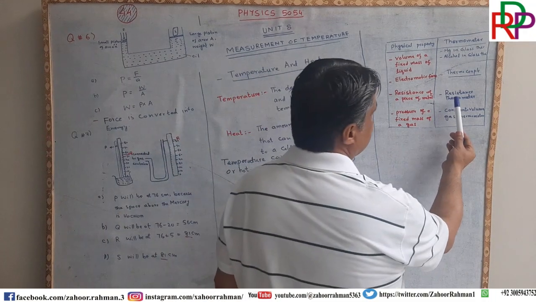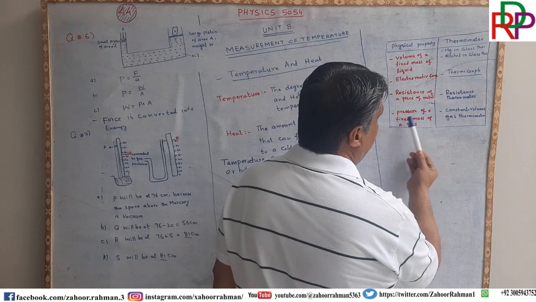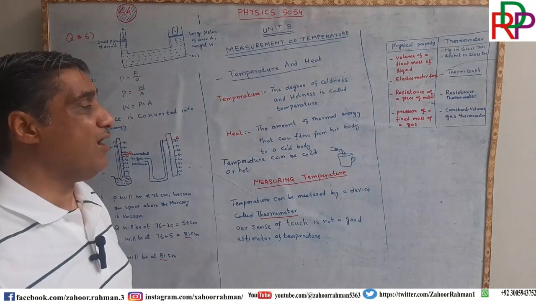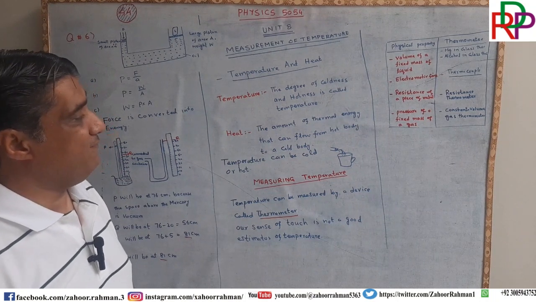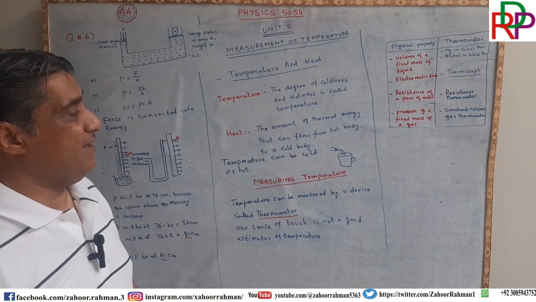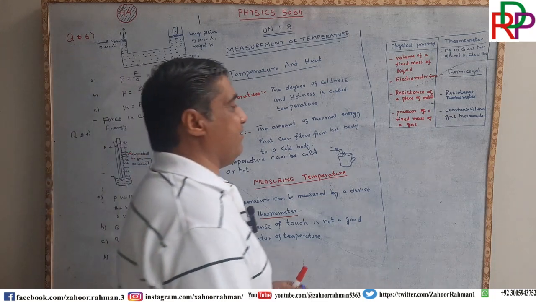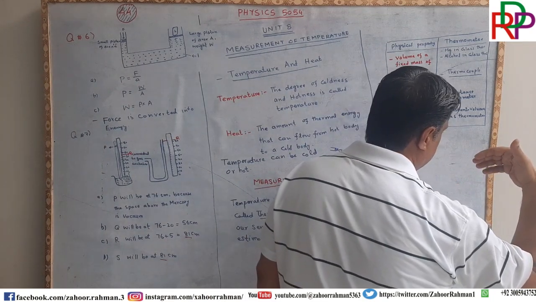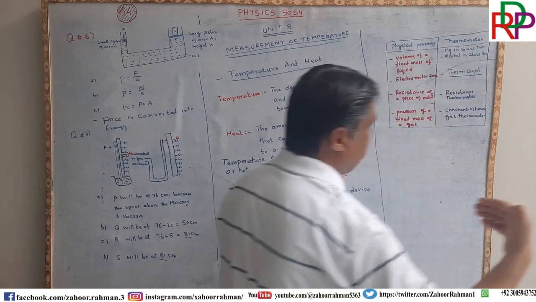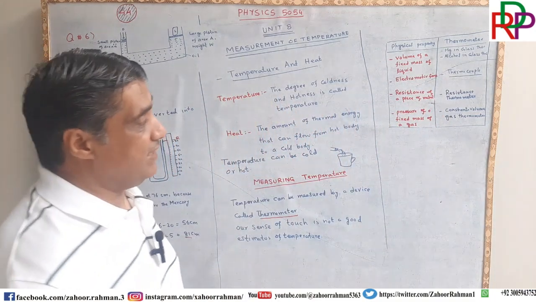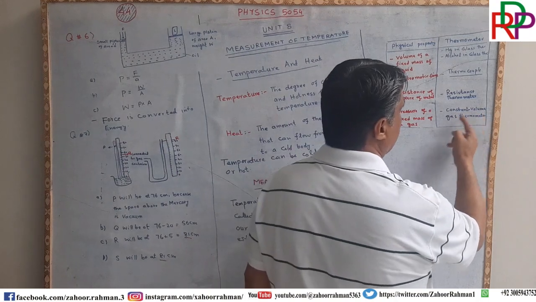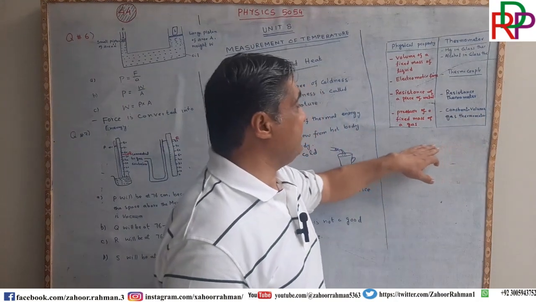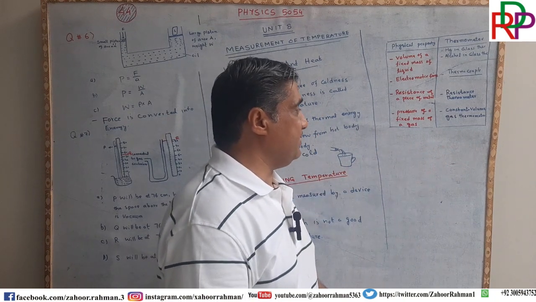Then, pressure of a fixed mass of a gas. How will we find the temperature which is produced by the pressure? There is another, the constant volume gas thermometer. These are the different types of thermometer.